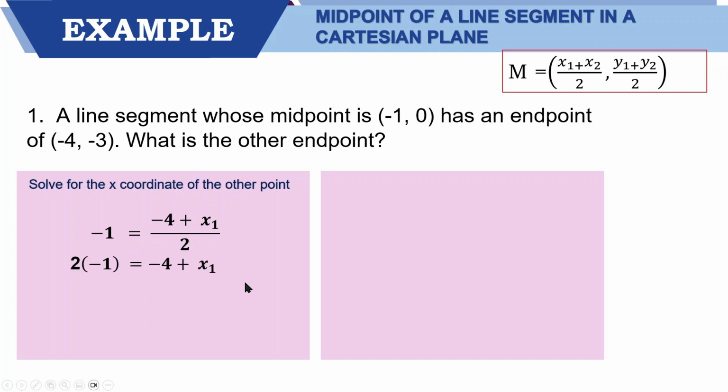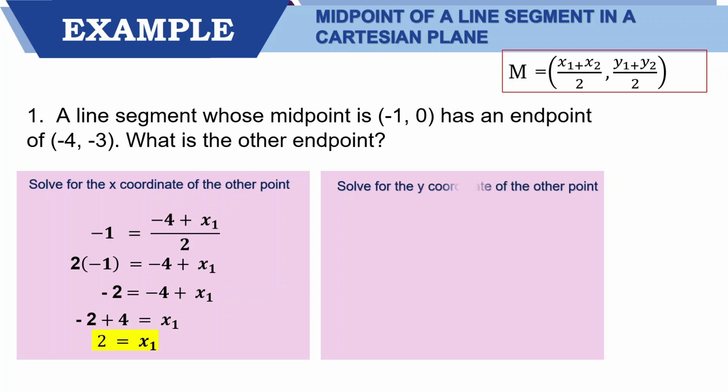Using cross multiplication, we will have negative 1 times 2 equals negative 4 plus x sub 1. Simplifying, we will have negative 2 equals negative 4 plus x sub 1. And transposing to the other side, we will have negative 2 plus 4 equals x sub 1, which simplifies as x sub 1 is equal to 2.